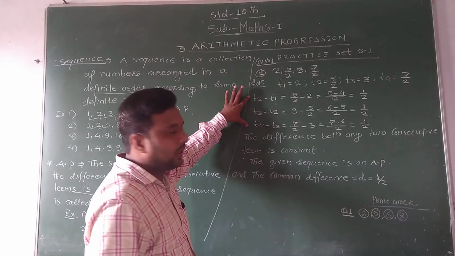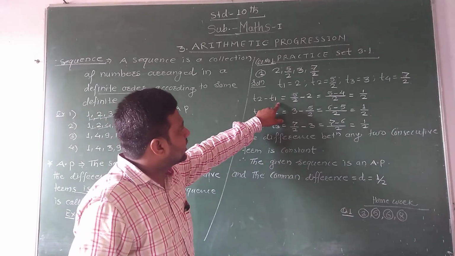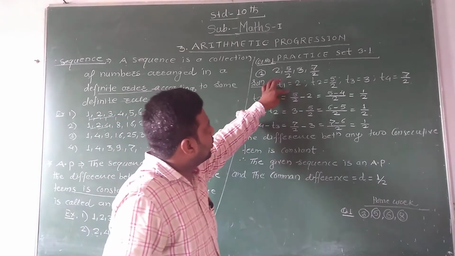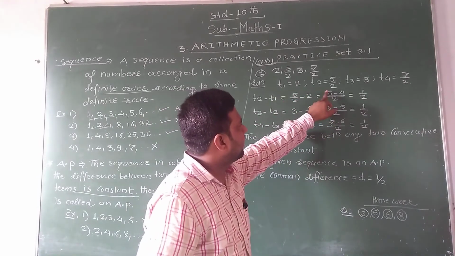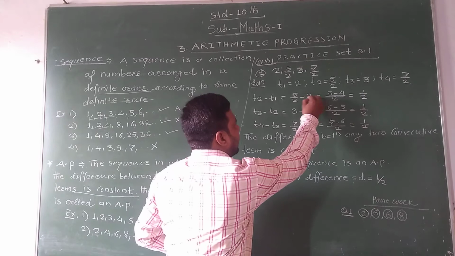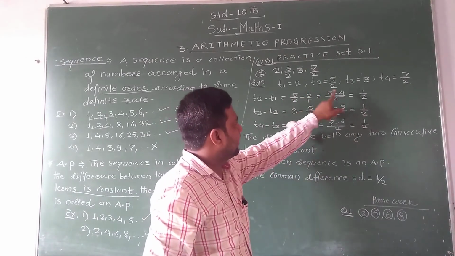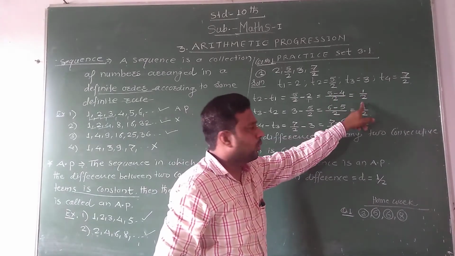First we find out the difference between the consecutive terms, that is second term minus first term, that is T2 minus T1 is equal to 5 upon 2 minus 2. By cross multiplication, here we get 5 minus, there is 1. Therefore 5 into 1, here we get 5. 2 2s are, here we get 4. 5 minus 4 upon 2 is equal to 1 upon 2.